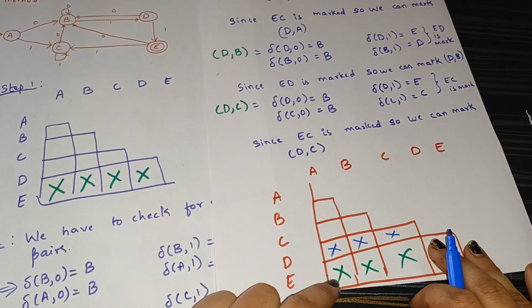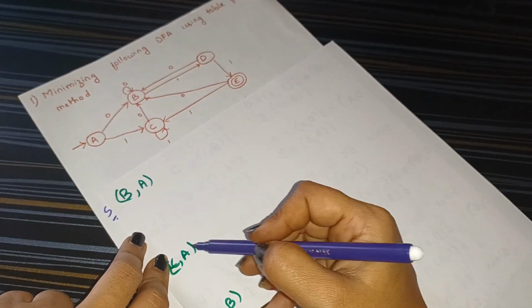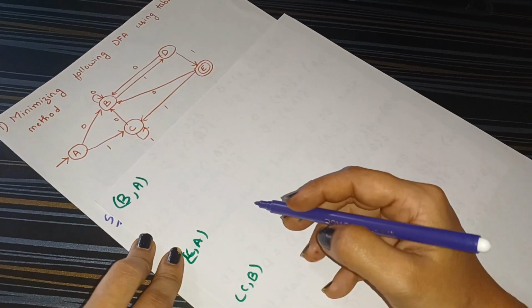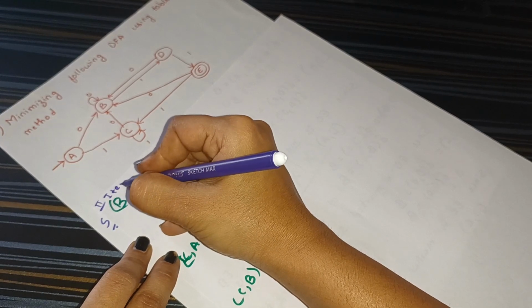We'll check again for this. After that box, we have drawn the unmarked pairs BA, CA, CB. So we will check again for this. This is, we can say, the second iteration.